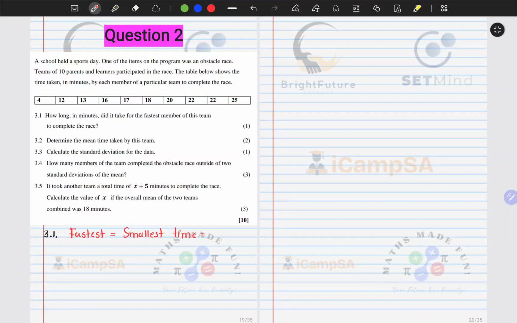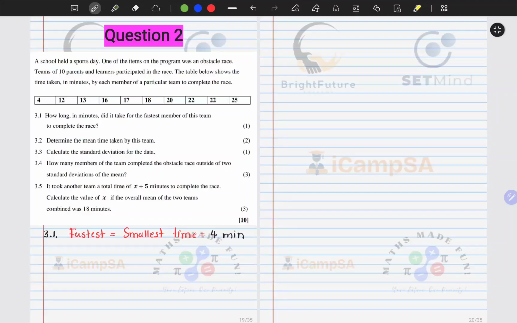If you look carefully, the person who took the shortest time is the one who took 4. And remember, this is in minutes. So that's 4 minutes.